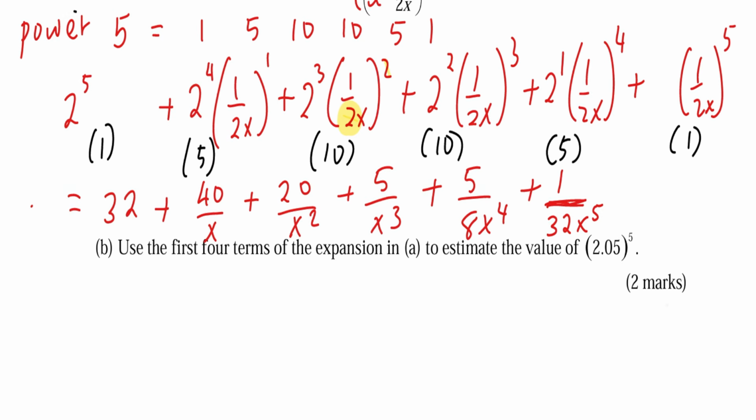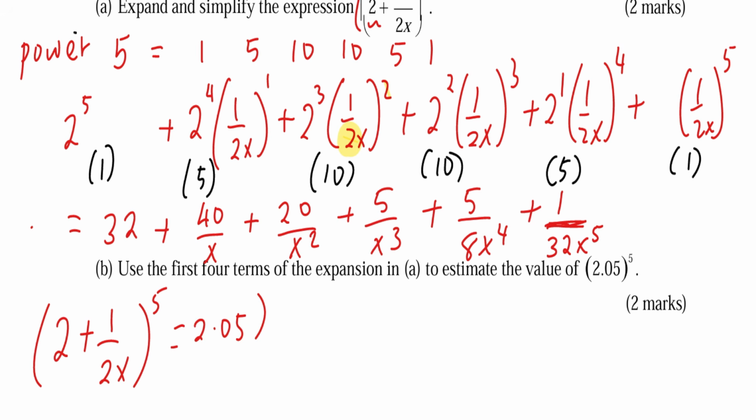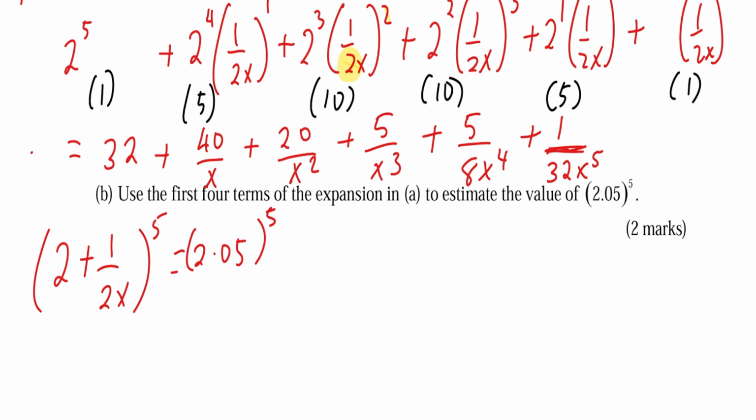So to start, let's find the x value. What is our x value? We said that (2 + 1/2x) to the power 5 is just equal to 2.05 raised to the power 5. Since all of them have the same powers, you can just drop the powers and remain with whatever is in that bracket. So let's find the value of x.